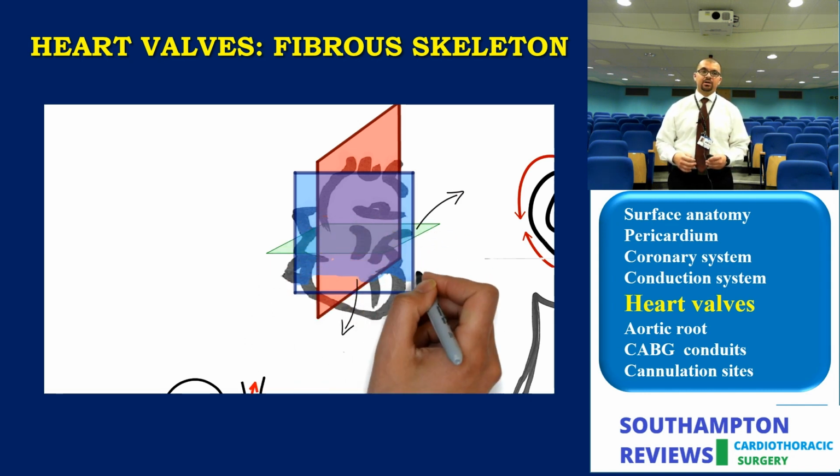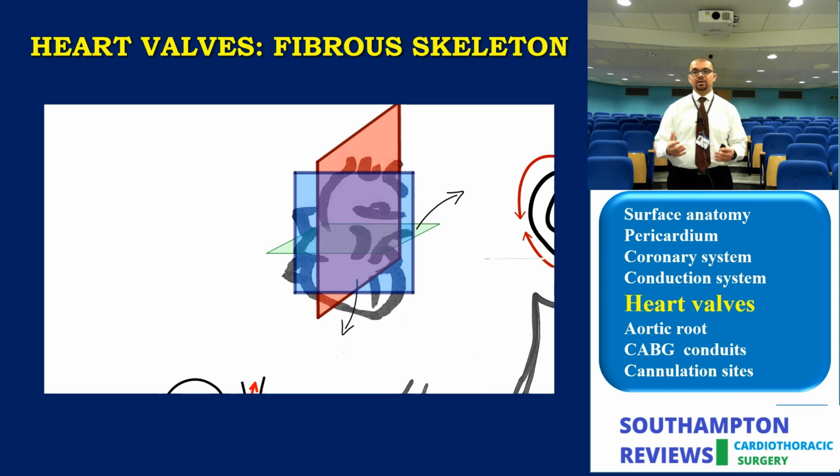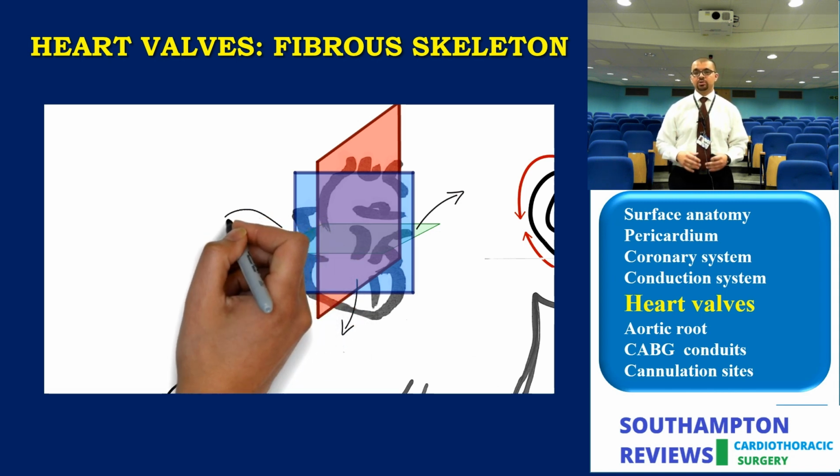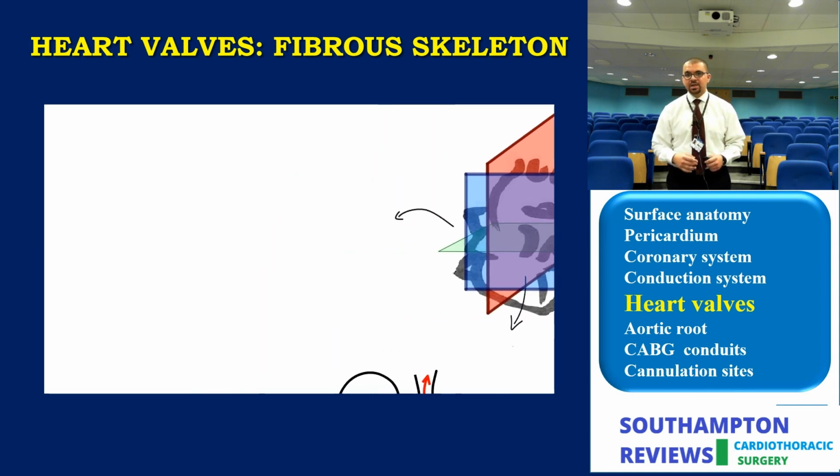Looking at the coronal section of the heart, in an ideal world, you would like to think that the heart is divided equally into 4 quarters. However, this is not true.